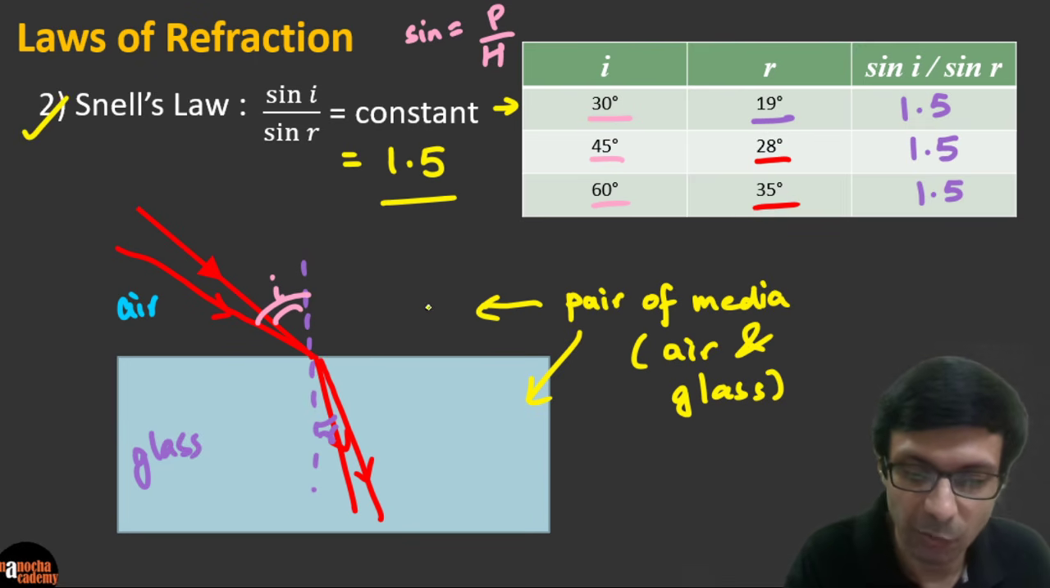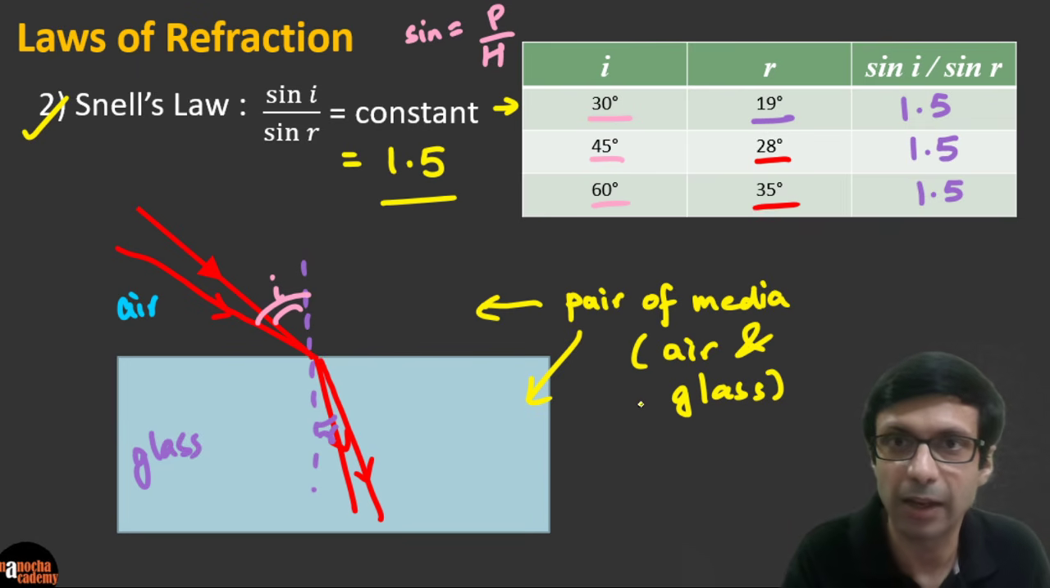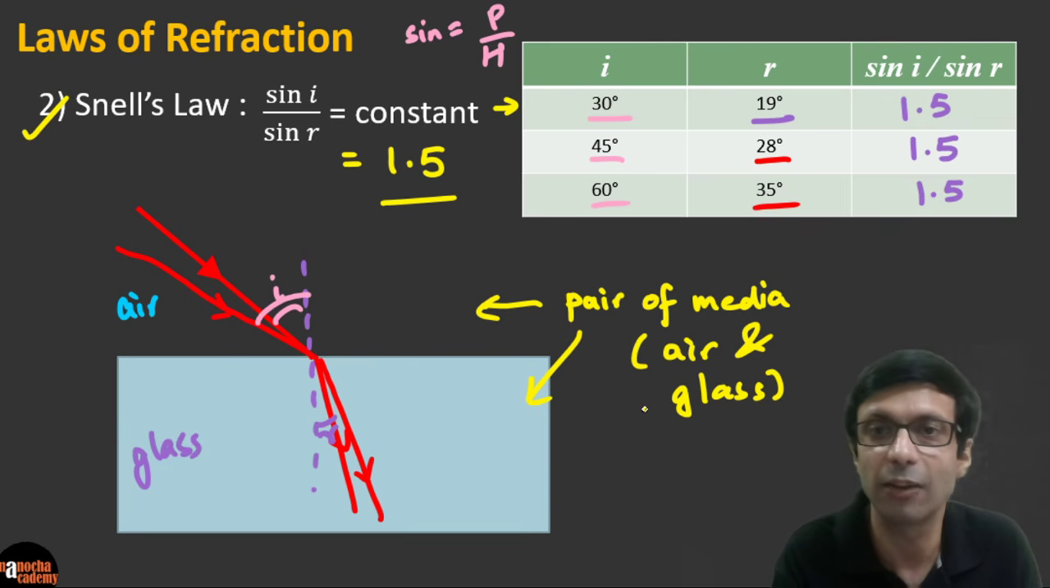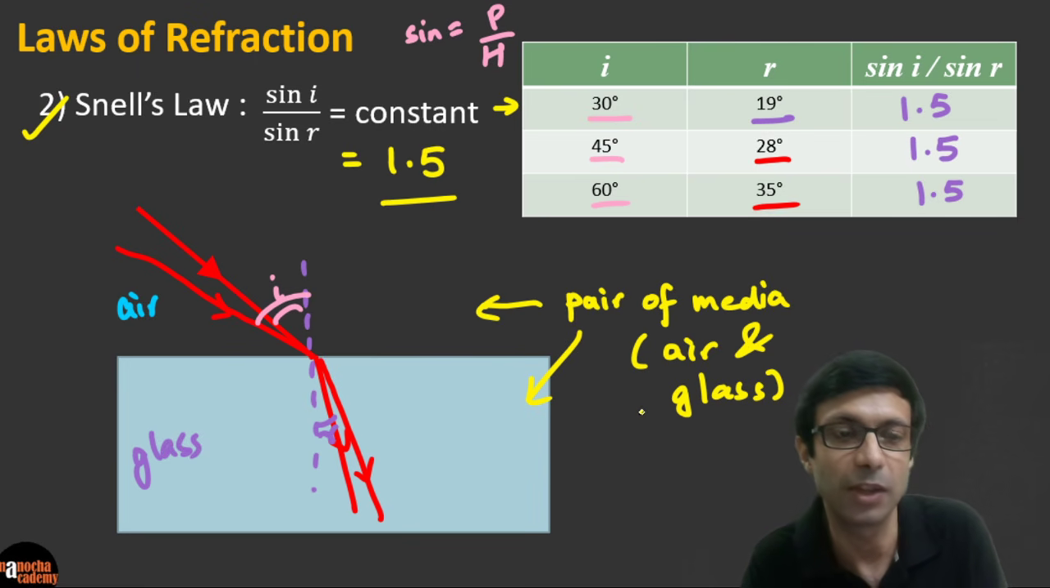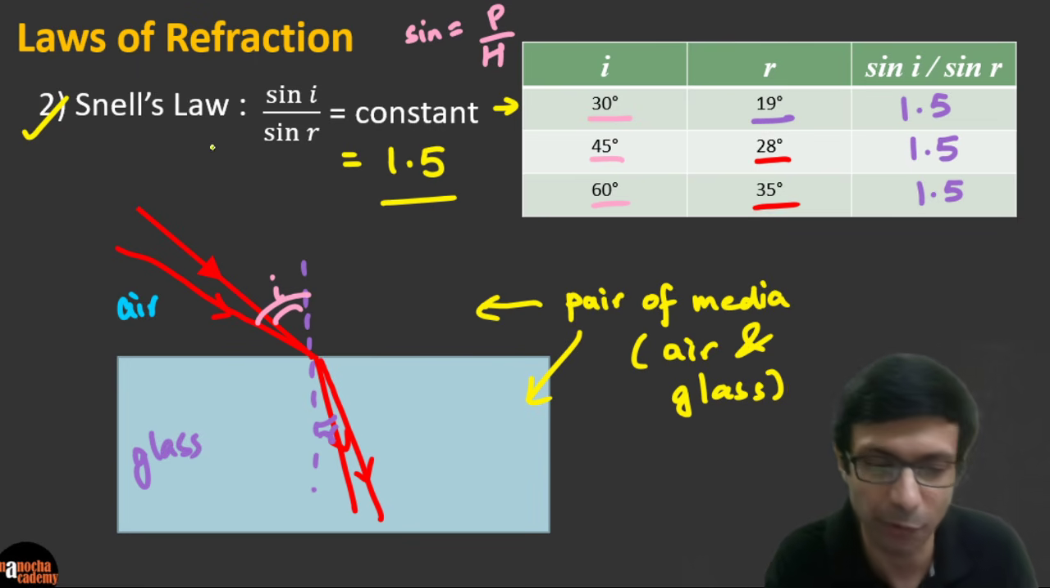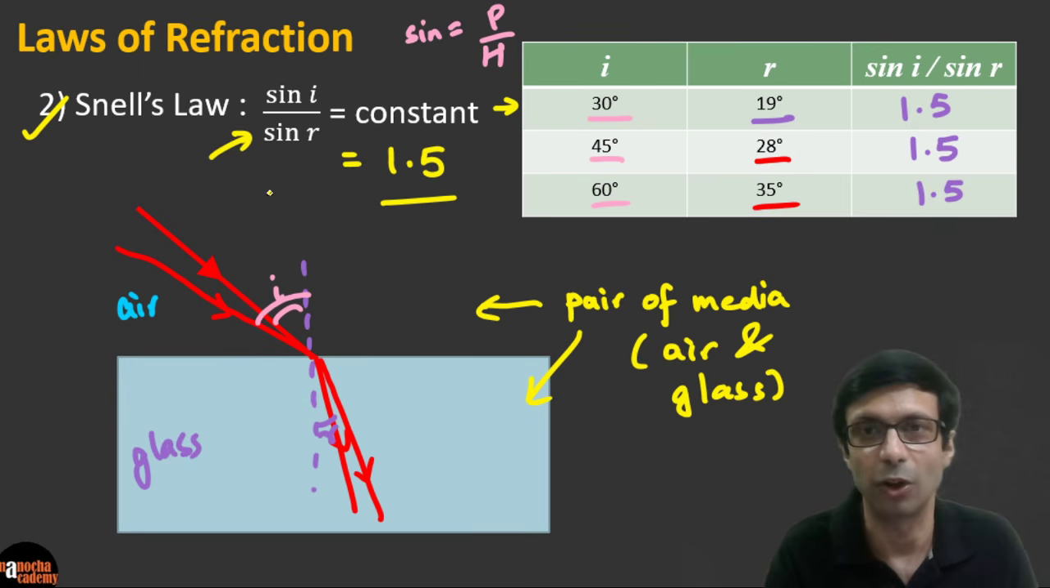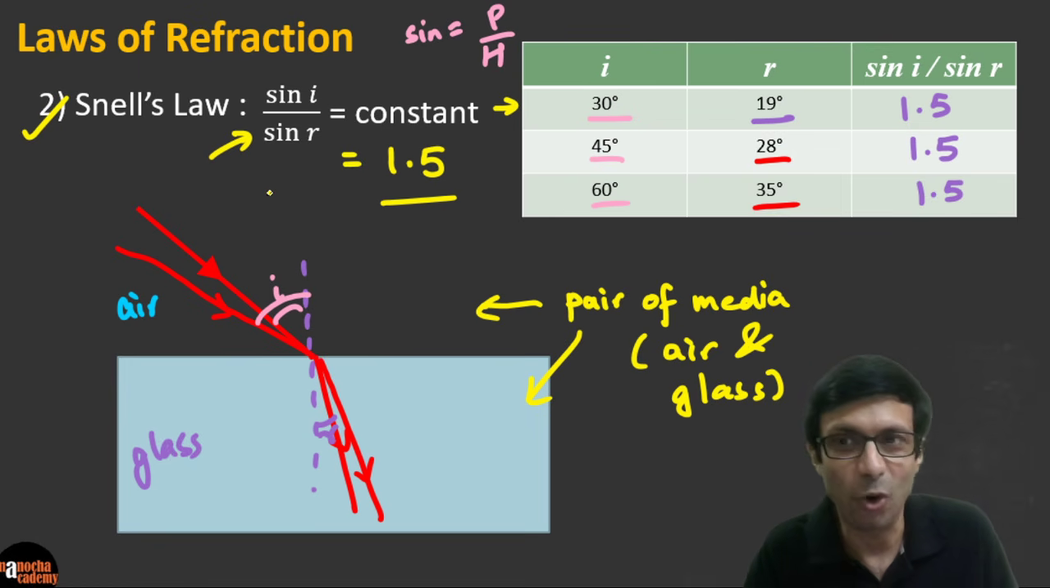He says that when you do the experiment for a pair of media and you measure the angle of incidence and refraction, then the ratio of the sine of the angle of incidence by the sine of the angle of refraction, as you can see here, should be constant. Not I by R, sin I by sin R. Okay, so please remember, now I hope this law is clear to you, right? Because a lot of people have confusion about what this law is talking about.